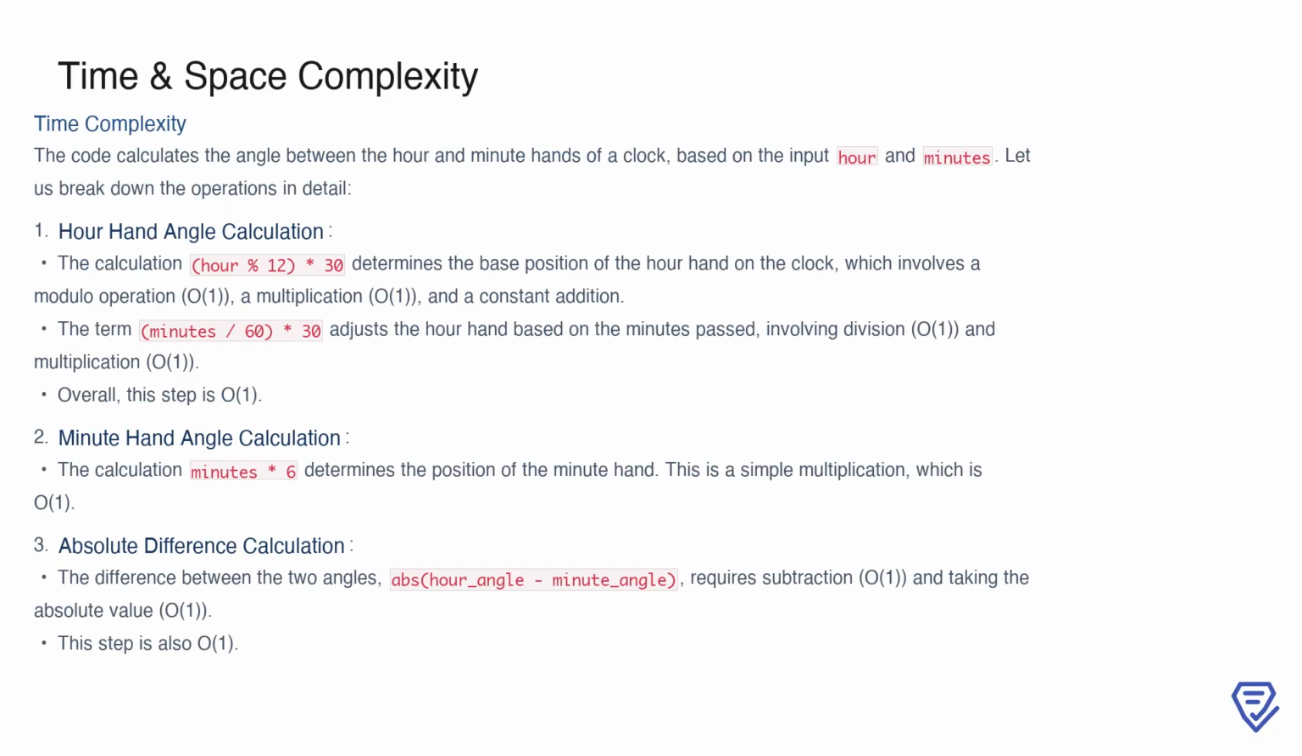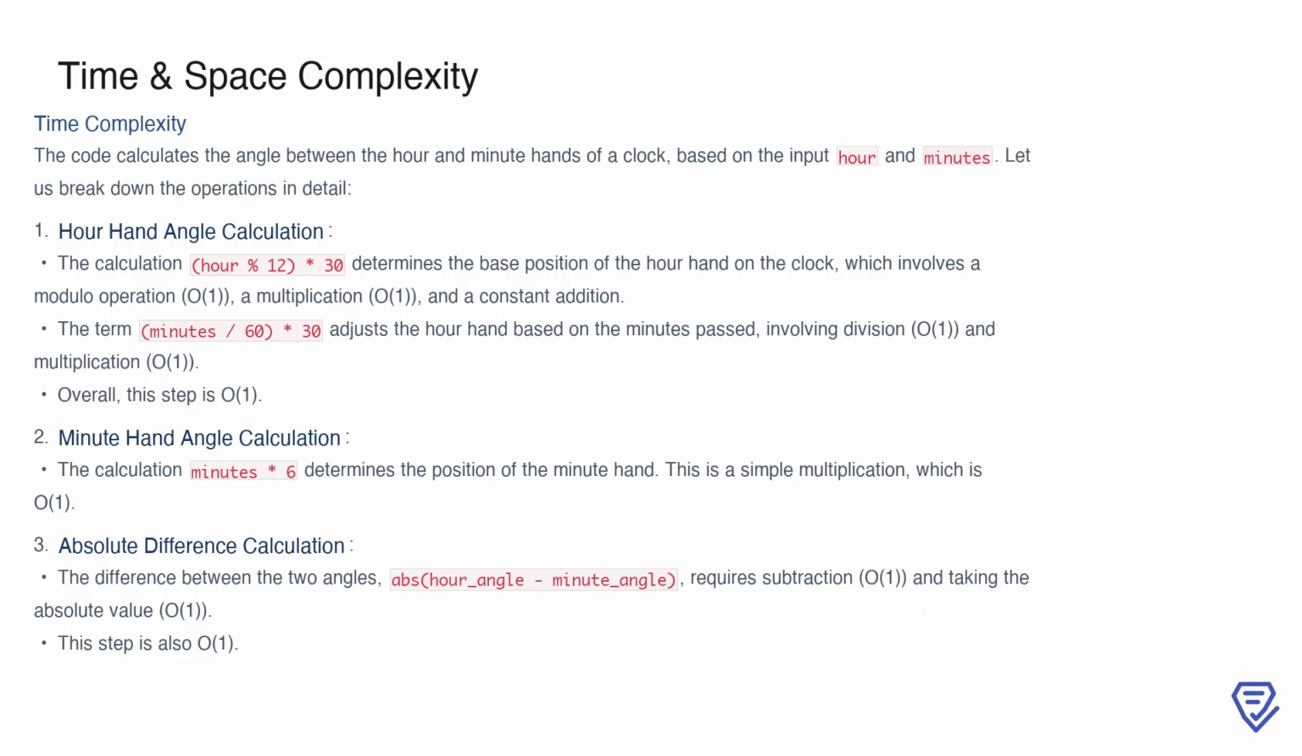To determine the angle between the hour and minute hands, the solution breaks the problem into distinct steps. First, for the hour hand, we calculate its base position using the formula (hour%12)*30, which accounts for the fact that there are 30 degrees per hour. The modulo operation ensures the hour is within a 12-hour range, and both the modulo and multiplication are constant time operations.